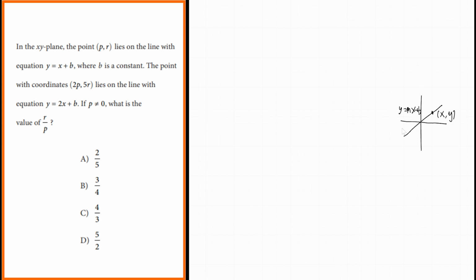So what does that mean? It says point (p, r) lies on the line y equals x plus b. And that means that we can take this p, plug it in for this x, and this r, plug it in for this y, and get the relationship between those two variables. And if we do that, we'll see r equals p plus b.